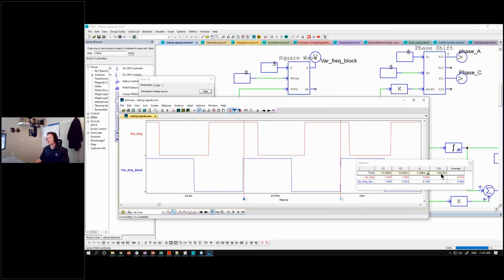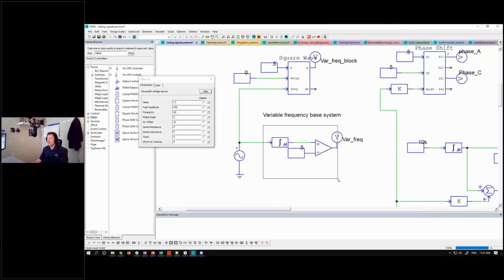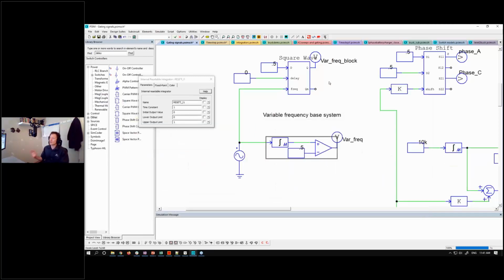We've got 720 hertz, and still with that 50% duty cycle. Obviously this block is kind of what's going on under here, but it's not quite, which is why we've got that bit of delay there.